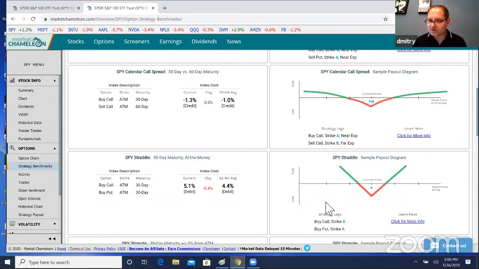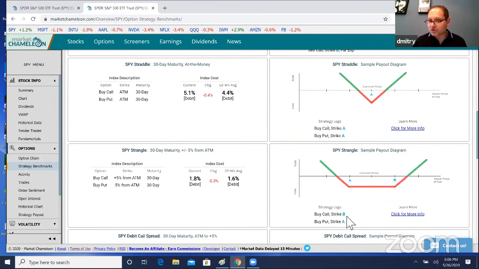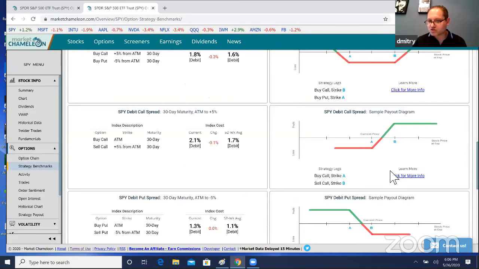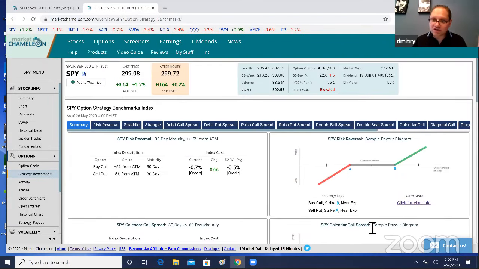Here's a straddle if you're looking for a really big move in either direction. Here's a strangle, call spread plus, so you could kind of just go through it. And if you have a particular outlook, you could find that strategy that kind of fits that outlook. And then you'll be able to look at that benchmark and see, well, am I getting a good deal or not such a good deal relative to historical levels?